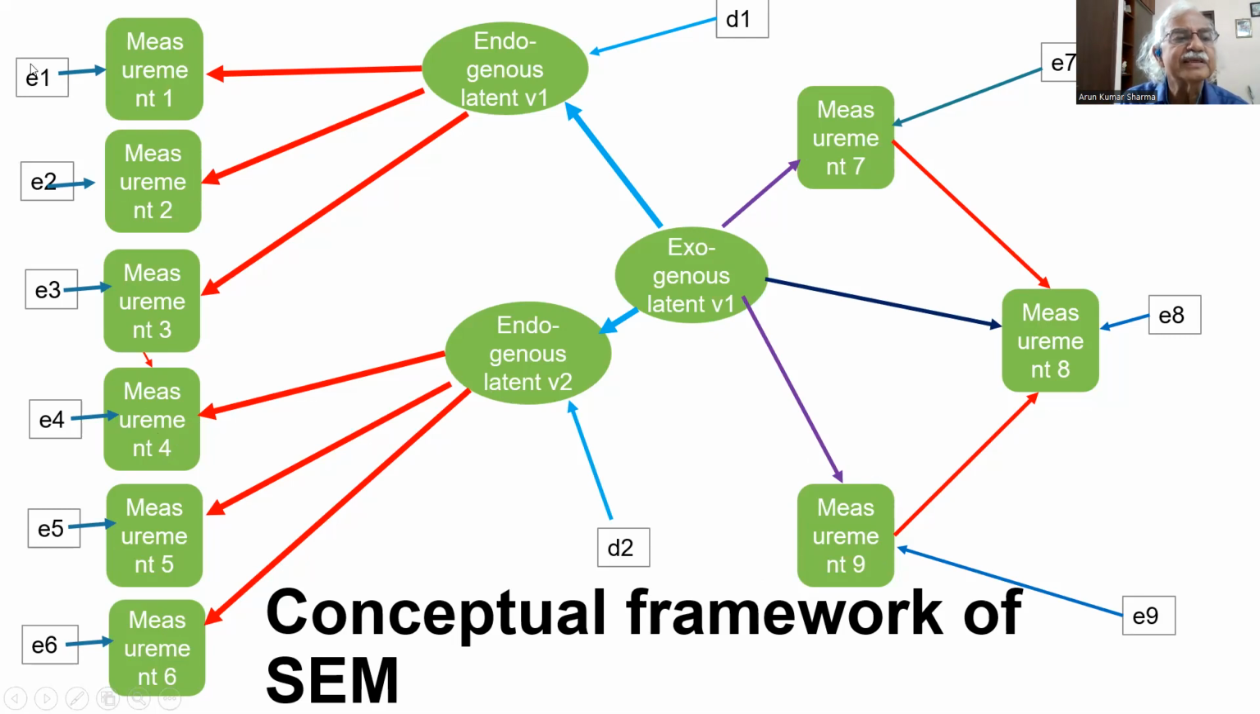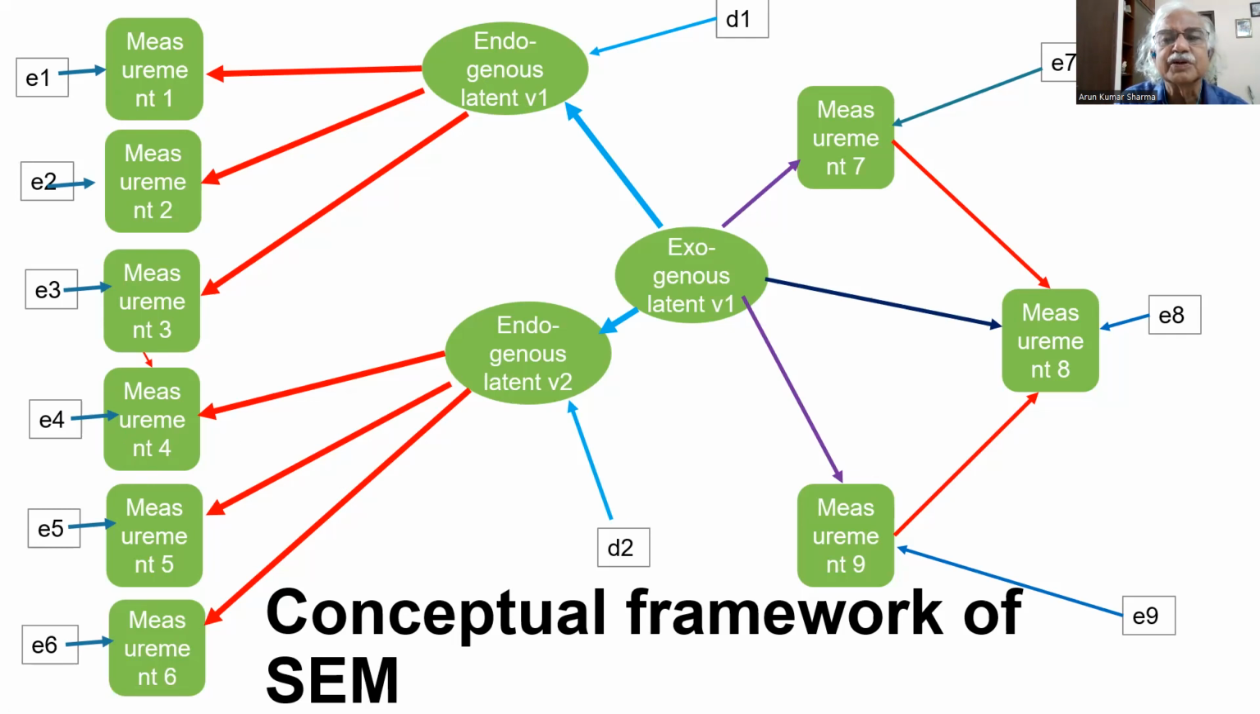Measures as well as errors are usually shown in terms of squares, while factors, which are abstract and on which direct data have not been collected but which are very important conceptual categories of analysis for us, are called constructs, and they are exogenous and endogenous. In this model, there are two endogenous latent variables, 1 and 2. They are shown in terms of ellipses, or you can also show them in terms of circles. There is one exogenous latent variable. The terms latent variable, construct, factor or component are often used interchangeably. So there are 2 endogenous latent variables or constructs.